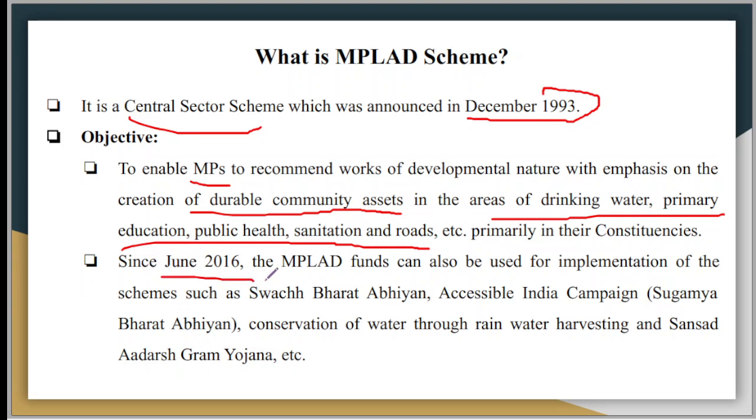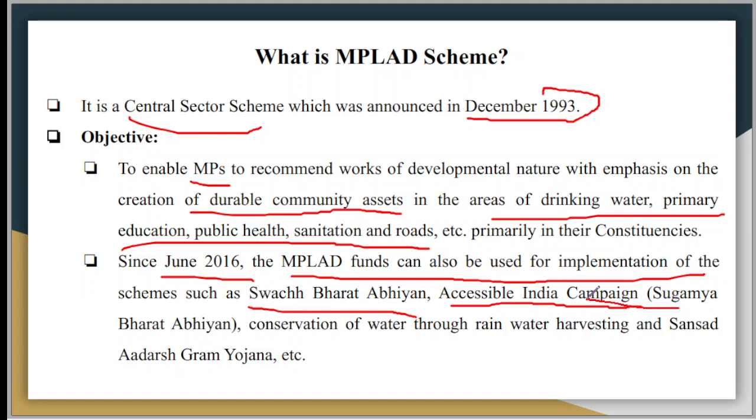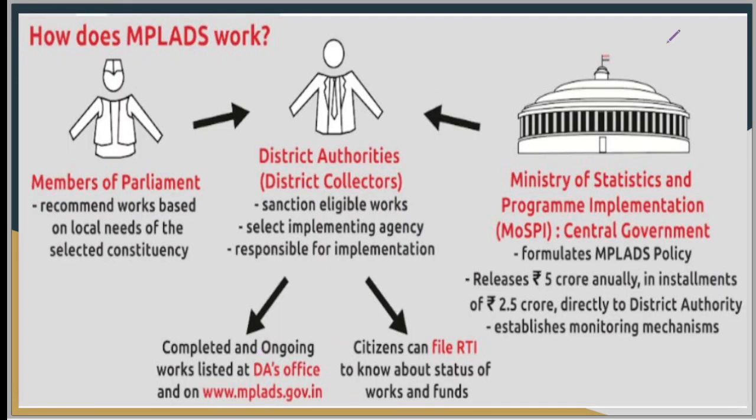Since June 2016, the MPLADS fund can also be used for implementation of schemes such as Swachh Bharat Abhiyan for access to drinking water, and also for public health, which is improved by Swachh Bharat Abhiyan. Also the Accessible India campaign, which is Sugamya Bharat Abhiyan, conservation of water through rainwater harvesting, Sansad Adarsh Gram Yojana, etc. Now this is how this whole MPLADS scheme used to work. So you can pause the video and watch this slide by yourself.